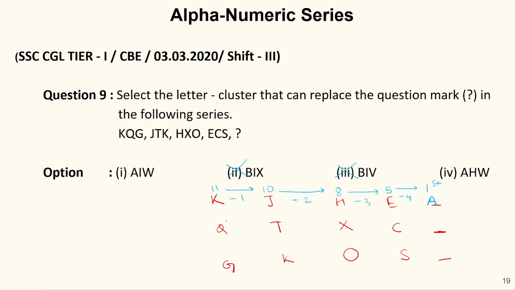Now Q is ranked at how much? 17. T is ranked at 20. X is ranked at 24. And C is ranked at 3.